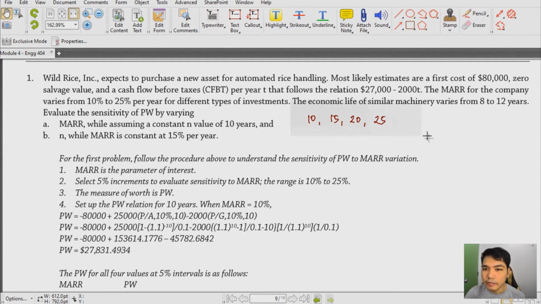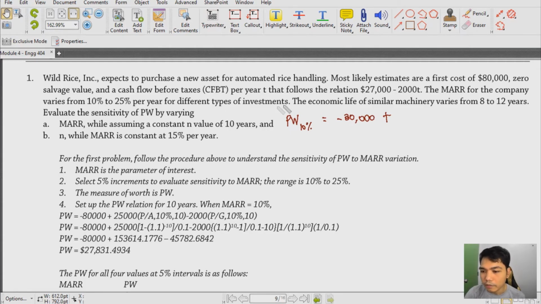So unahin natin, let's say mag-solve tayo ng isang PW. So PW, let's say at 10%, yun yung pinakamababa natin. So, ano ba yung PW? Di ba, you usually have the first cost which is actually negative. So, that's negative 80,000. And then, ito yung medyo magiging bago sa atin ngayon, di ba? We have the CFBT per year. And that's 27,000 minus 2,000 T.